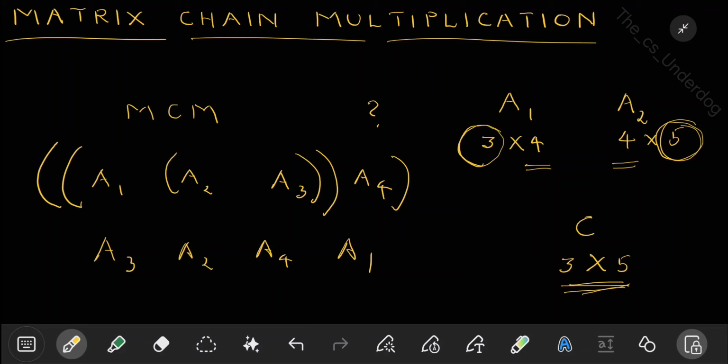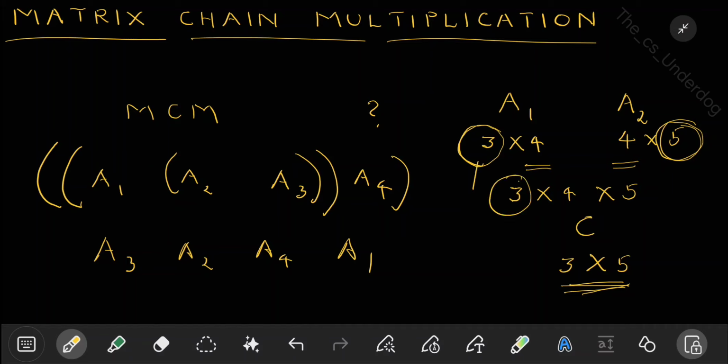The next question is, how can I identify the number of scalar multiplications required in multiplying A1 with A2? A1 and A2 are two matrices and I want to multiply them. What is the total number of scalar multiplications? That is, when you multiply any two matrices, a lot of multiplications have to be done between different elements of the matrices. What is that total number? That is what I'm asking. In order to find that out, there is a shortcut. It will be 3 into 4 into 5. How did I find this out?